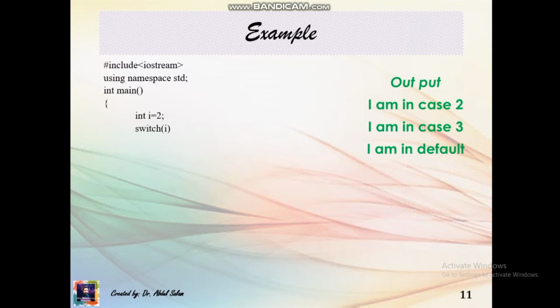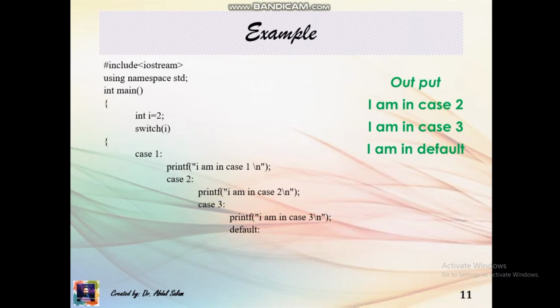So that was the syntax on the previous slides. Now you can see the program: include iostream, using namespace std, main function, int initialization, switch statement, case 1, print I am in case 1, case 2, I am in case 2, case 3, and default. Here I have not used the break statement, so this program is displaying all three outputs simultaneously.